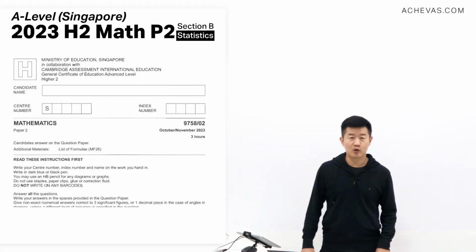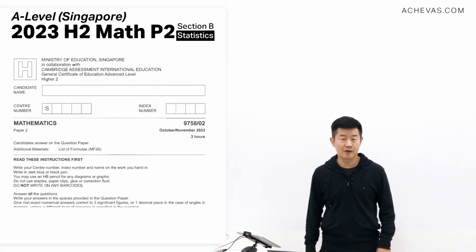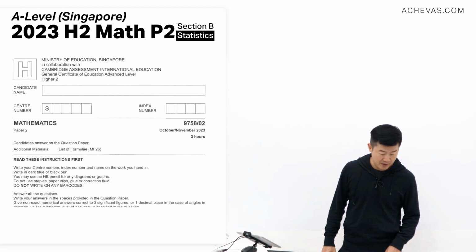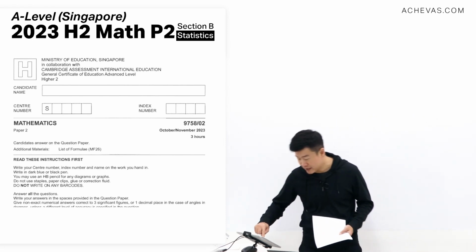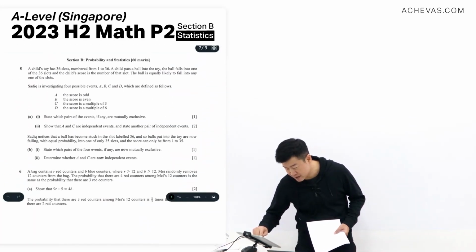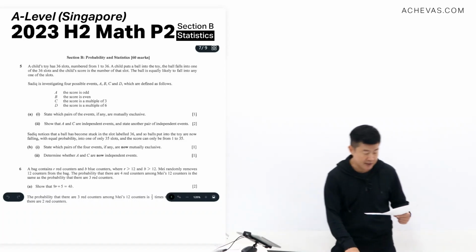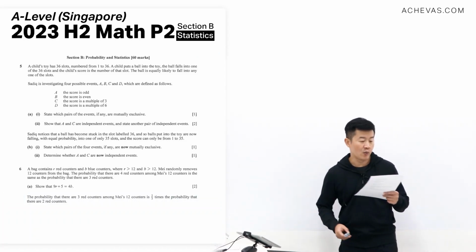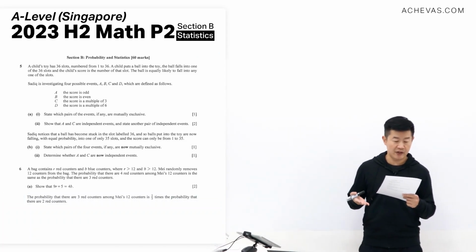In this video, we are going to be looking at the statistics portion of the year 2023 A-Level H2 Math paper. And we are going to be looking at question number 5, which is the first question in the statistics portion of this paper. It is a probability question. We are looking at a child's toy with 36 slots.